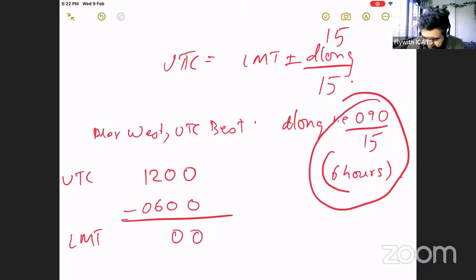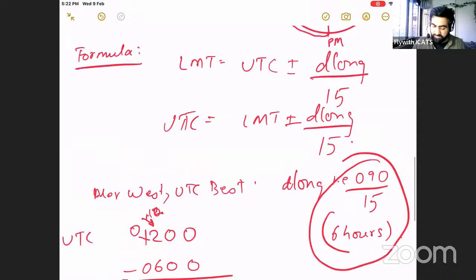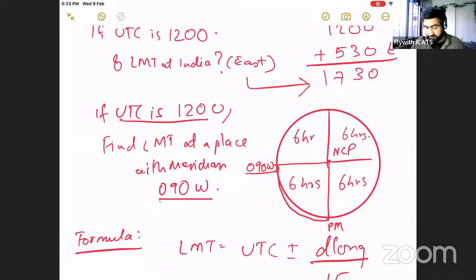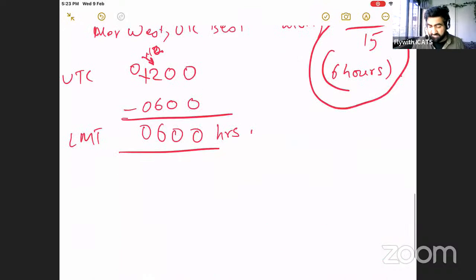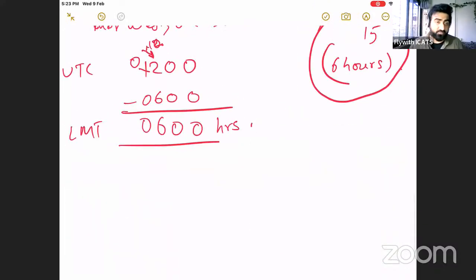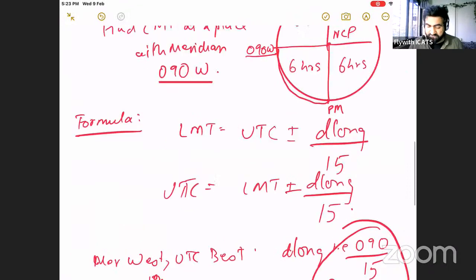Now here I want you all to take a look. You cannot deduct 6 hours out of 2 hours. So you borrow 1 hour. You borrow whatever number you see over here. You say you will borrow all the 10 hours that you see from here. So it becomes 12 for you. And then 10 plus 2, 12, and 12 minus 6, 6. So LMT at a place where the meridian is 090 west is 0600 hours, that is 6 a.m. in the morning, when UTC is 12.